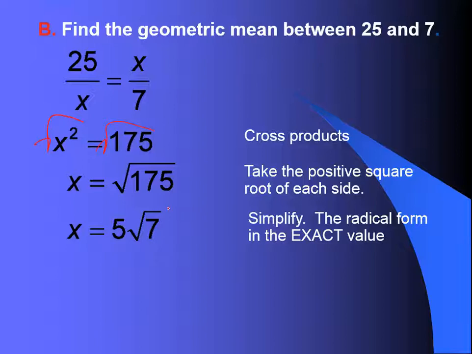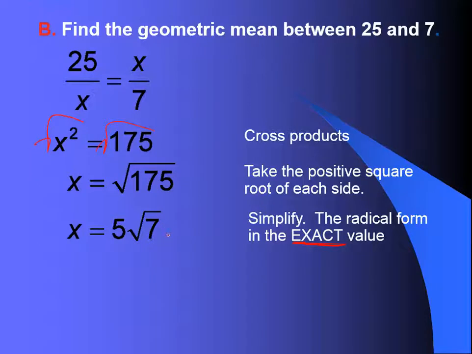And anytime you leave a radical or a square root in your answer, that is the exact value. We are not rounding anything. We are leaving that as the square root in our answer. So know that a square root means exact value. Sometimes your instructions will say, find the exact value of such and such. You need to know that that means to leave the square root in your answer.